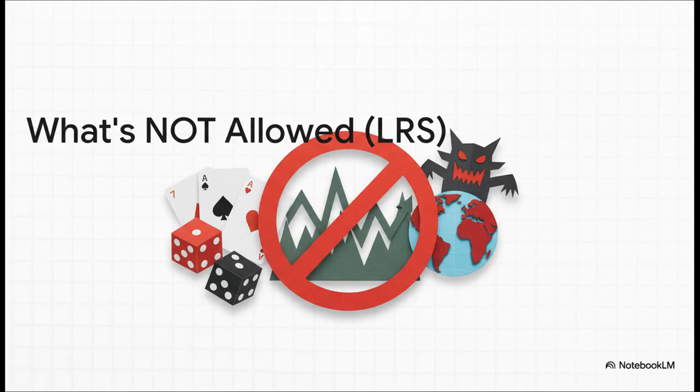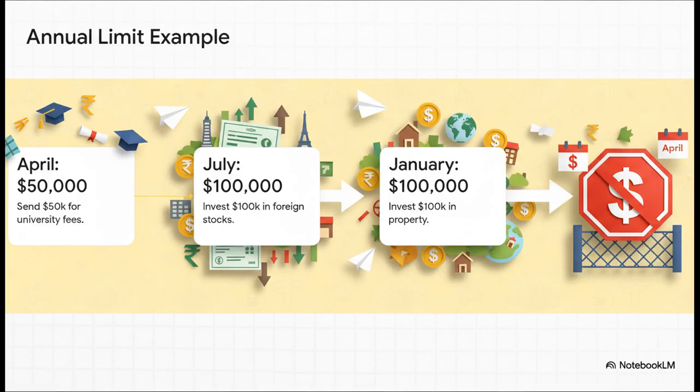Now, even though it's called the Liberalized Scheme, it's not a total free-for-all. There are some hard and fast rules about what you can't do. For example, you can't use this money for any kind of gambling or for risky speculative trading, and you definitely can't send it to certain restricted countries or groups. The system is built on clear boundaries. So let's walk through how this actually plays out.